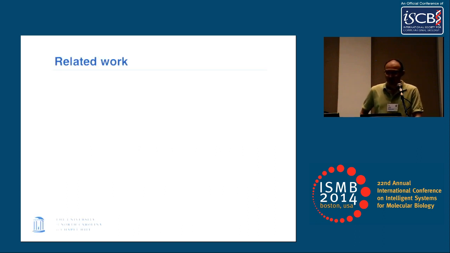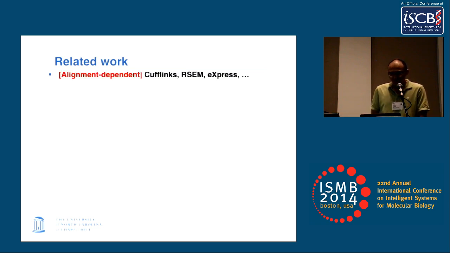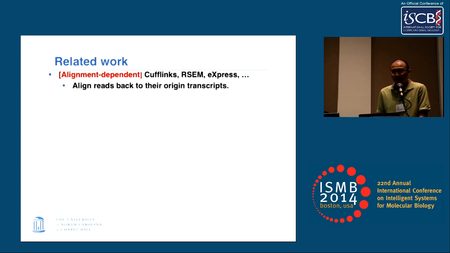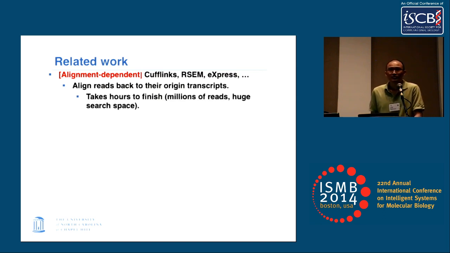So before we start talking about RNA-Skim, I want to briefly review the existing work on RNA-Seq quantification. We categorize the existing methods into two groups. The first group is called alignment-dependent methods, and it has been developed for several years. This type of method typically requires an aligner to align reads back to the genome or to the transcriptome in order to figure out their original transcripts. And the alignment problem is typically very computationally intensive, so it typically takes hours, if not days, to finish, even for analyzing a single sample.